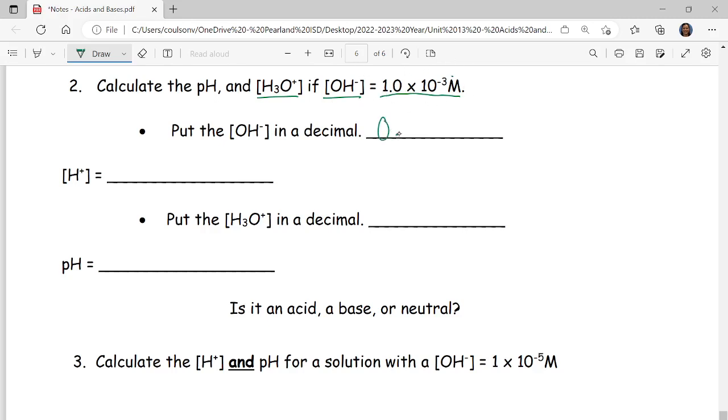What? 0.0001. No, just 2 zeros. Good. 0.001. Yeah, 0. This is the same thing we thought about a second ago. No, 0.001. 2 zeros. Okay. Thank God.